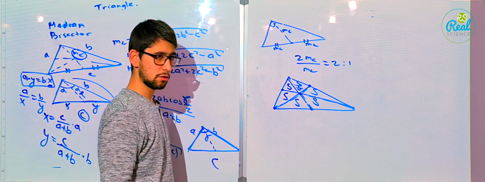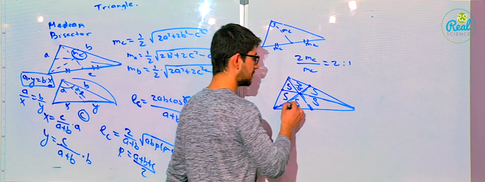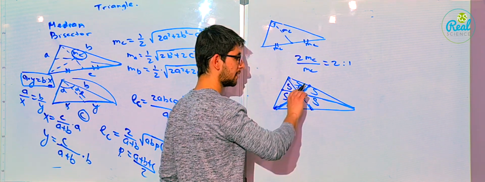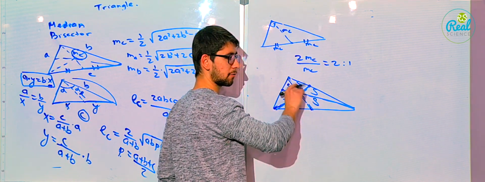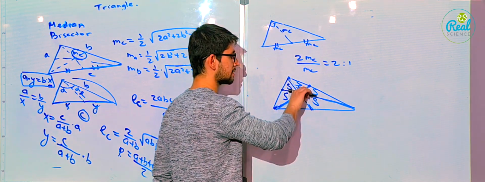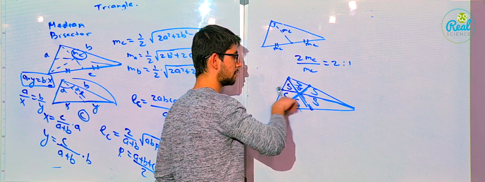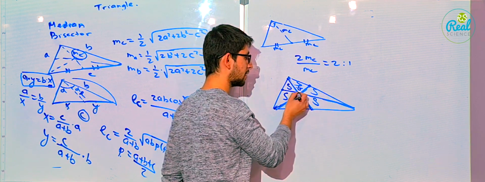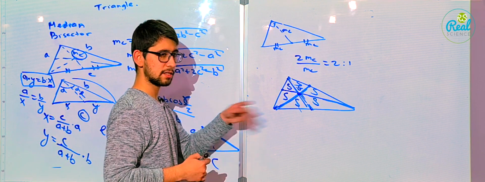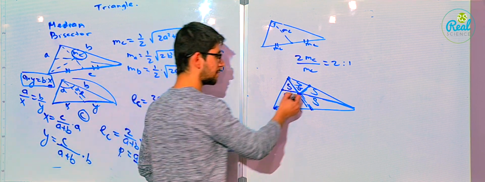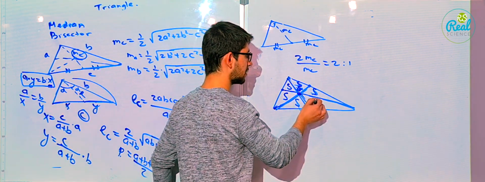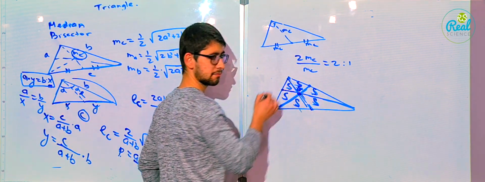Okay? So with one median, you are halving the area of your triangle. With another one, you are also doing the same. With the third one, you are doing the same. So if you are releasing three medians, they will have an intersection point at G point, right? And your areas will be equal. Okay?